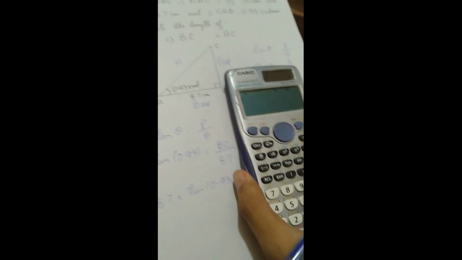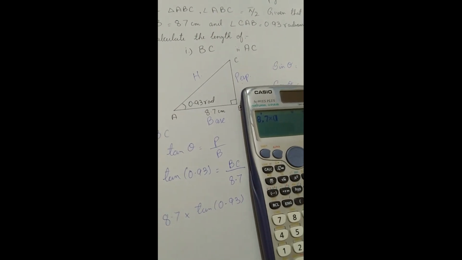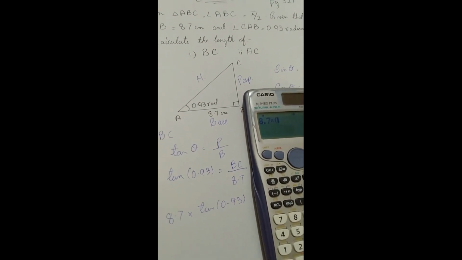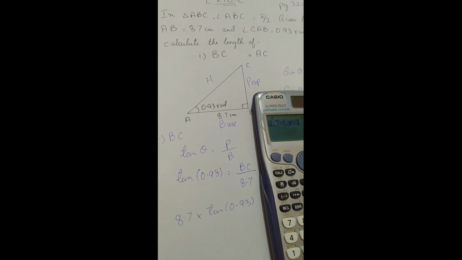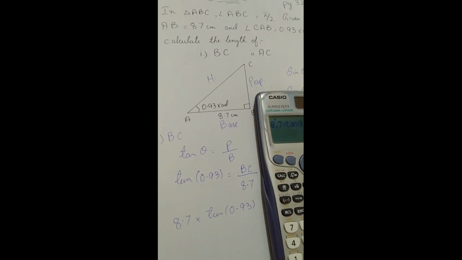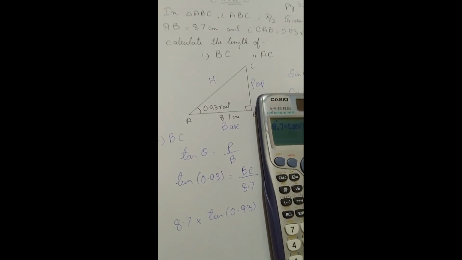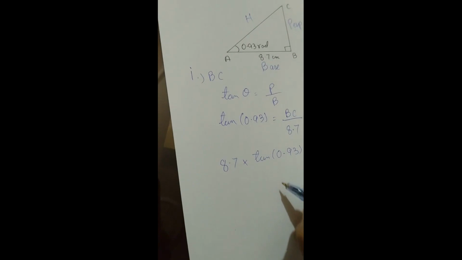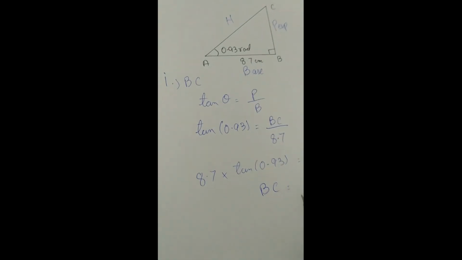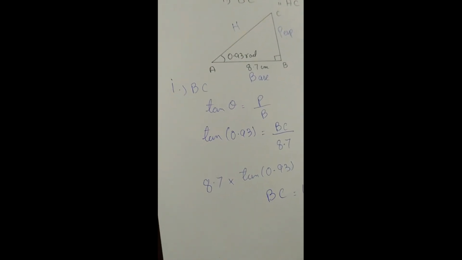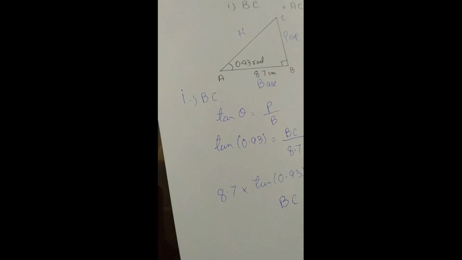Okay, now we have to put the values here. 8.7 multiplied by, bracket open, always put the brackets, so there should not be any error in your answer, so always put the brackets to avoid any confusion. 0.93. 11.66 you can see here. Okay, this is the length of the side BC. It is 11.66 centimeters.